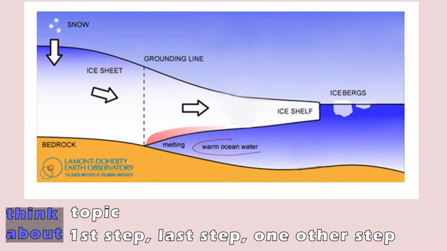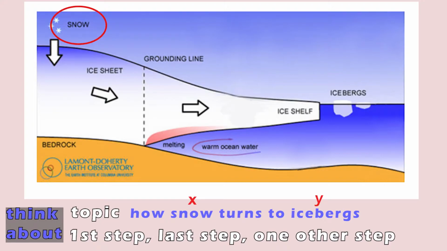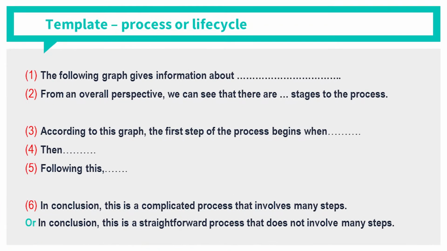In terms of the topic of the process, you will notice in this one there is no title whatsoever, so you will have to make it up. Sometimes it's easier, you can say the life cycle of such and such. However, when I first look at this graph, there's nothing come to mind that easily. So the fallback for this one is how X turns to Y. X represent the start status of the process and Y represent the end status of the process. So for this one, I would just say the given graph gives information about how snow turns to icebergs.